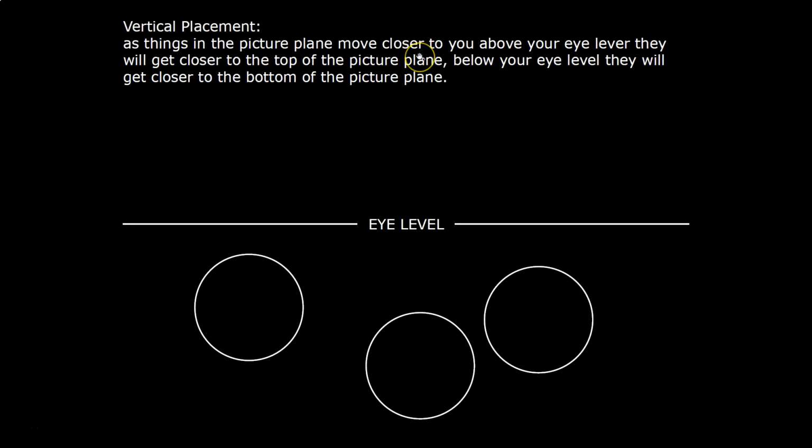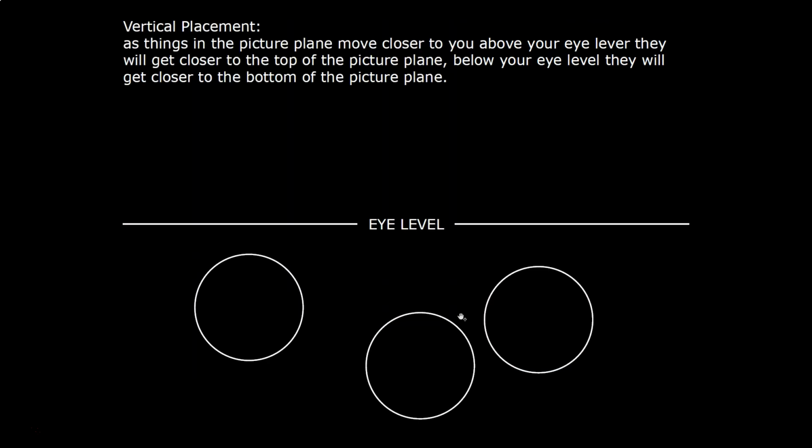Anything that is above our eye level will get closer to the top of the picture plane as it gets closer to us. And you can confirm this just by looking out into your room in front of you, like the back of whatever table or bed that you're looking at would be higher up in the picture plane, and the part that's closer to you would be lower, and then the lights or whatever is on the ceiling, anything that's further away would be lower down, and anything closer would be higher up.